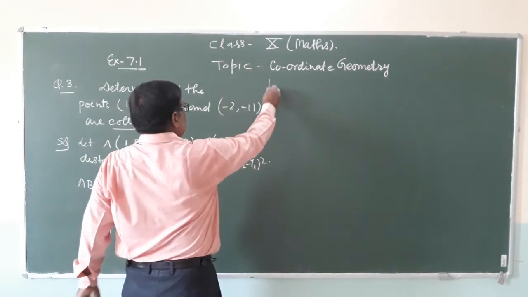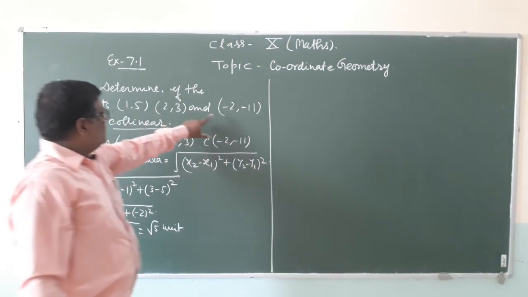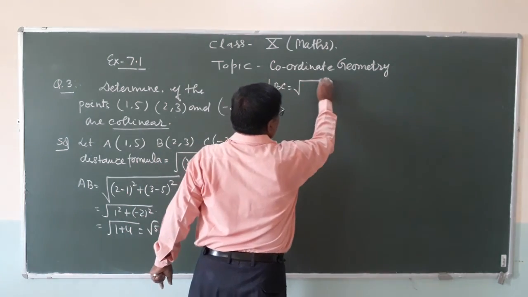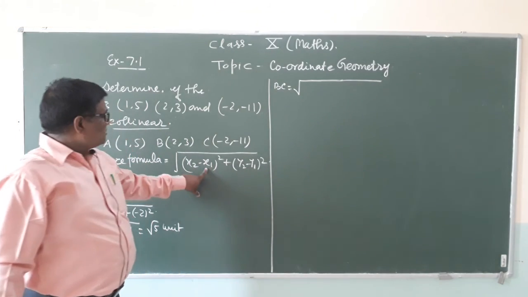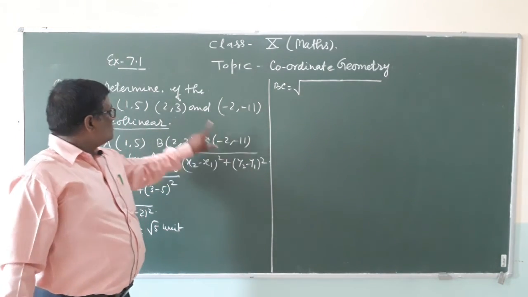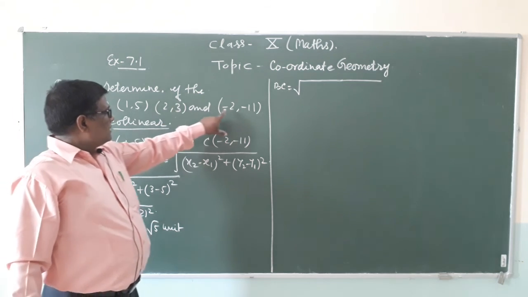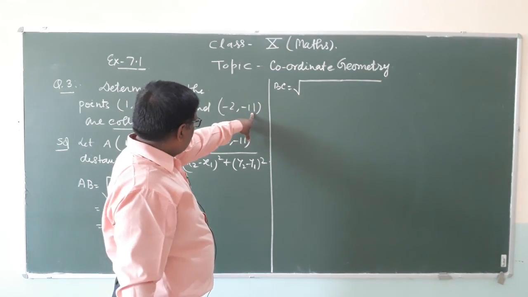Again we find BC. Now for BC, square root using the formula (x2 minus x1) whole square plus (y2 minus y1) whole square. Here x1 is 2, y1 is equal to 3, x2 is equal to -2, and y2 is equal to -11.